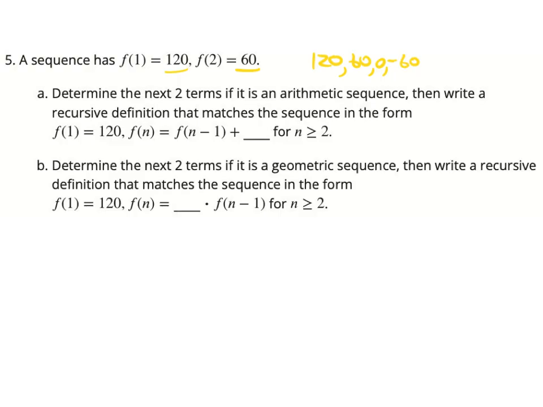Then write a recursive definition. 120, f of n minus 1 plus negative 60. Okay, determine the next two terms if it's geometric. So to go from 120 to 60, we're dividing by 2. So 30 and then 15. So this is 1/2 times, and that's that one.